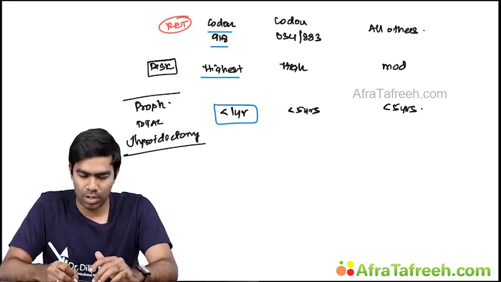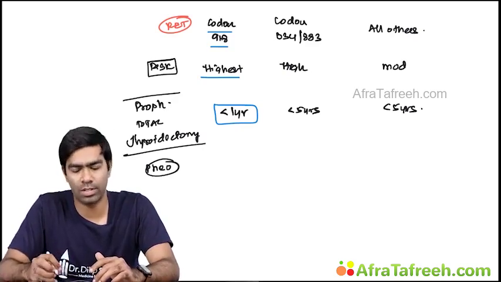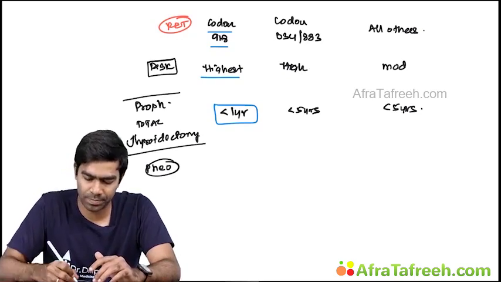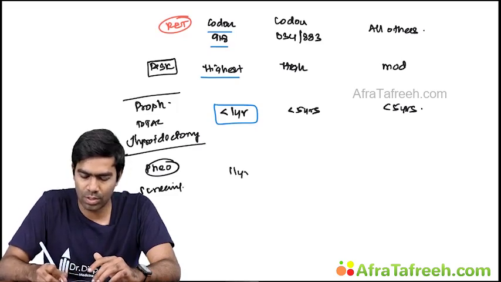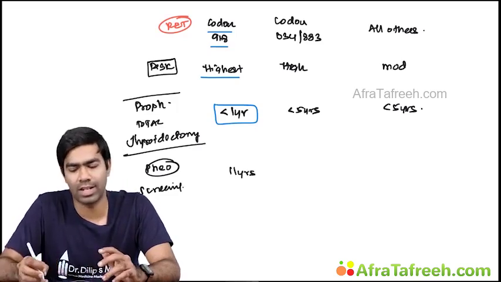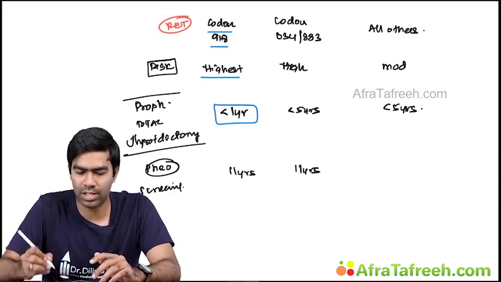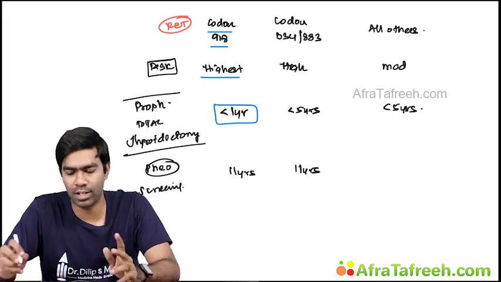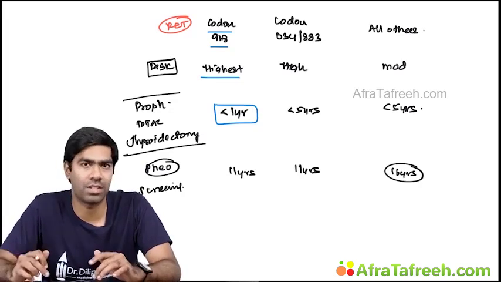Then, what about pheochromocytoma risk? Pheochromocytoma risk is there in all these mutations, but when you do the screening, usually we start at around 11 years in case of 918, and again at 11 years in case of 634 and 883. In all the other mutations, we start from 16 years.